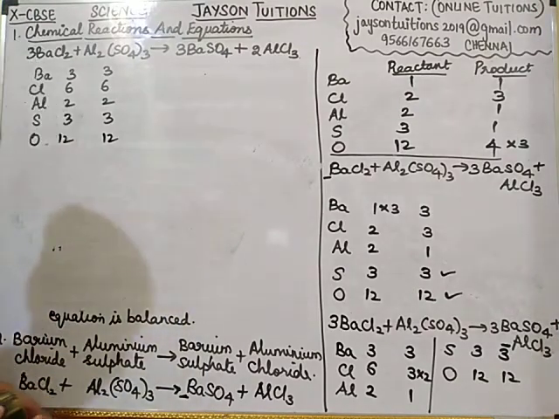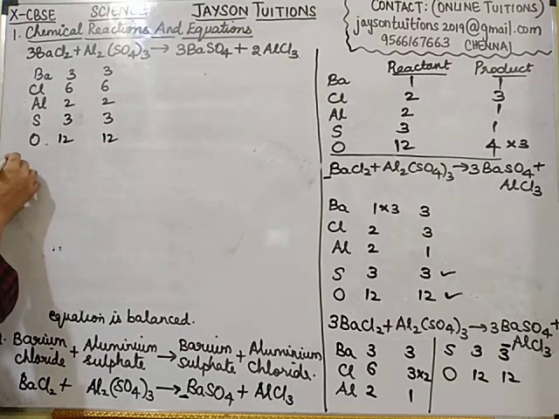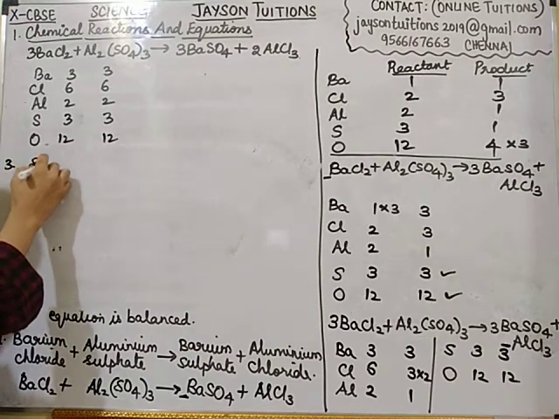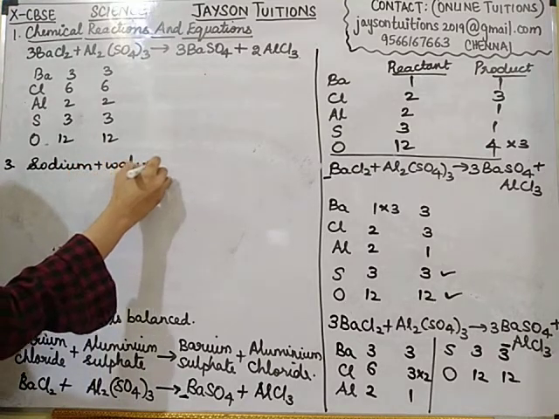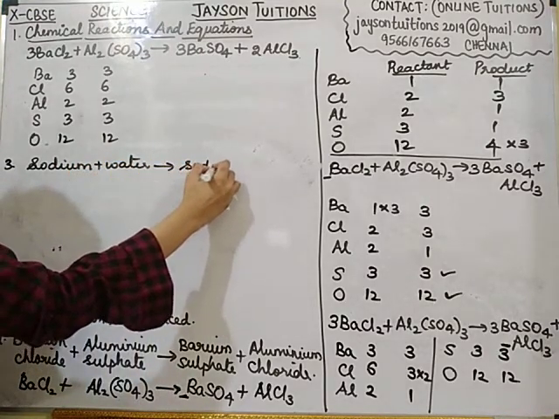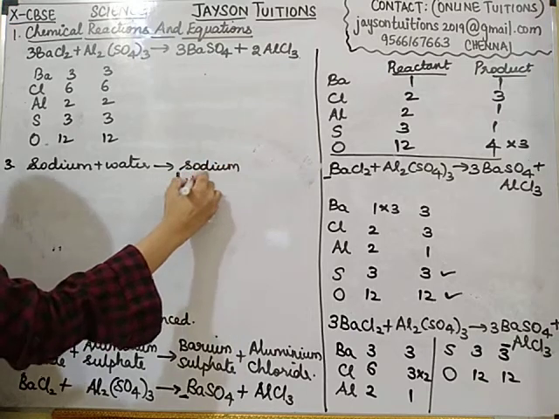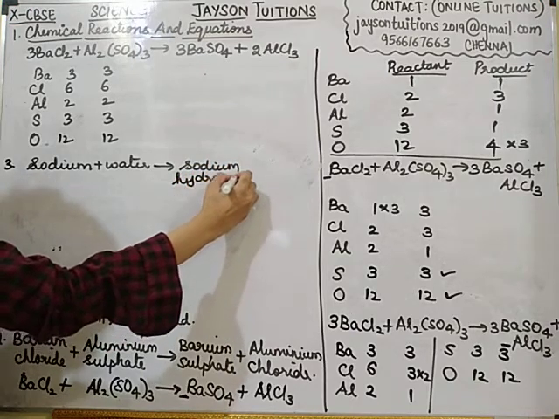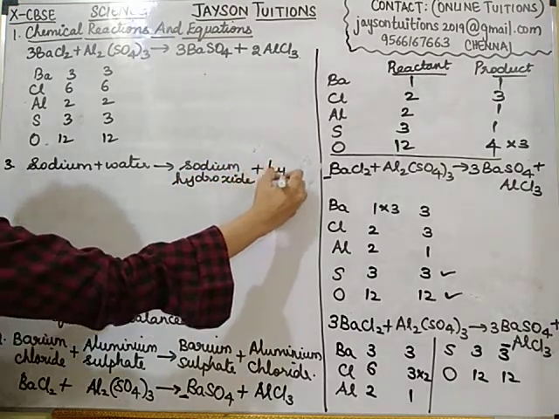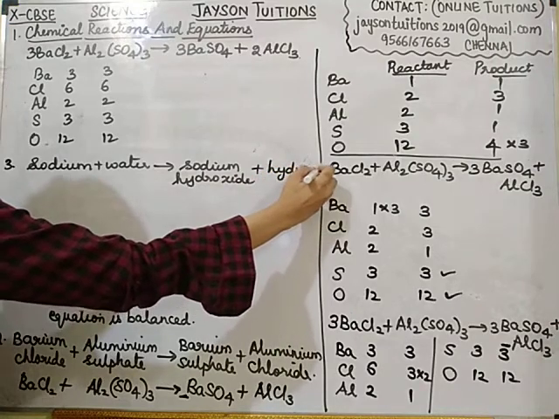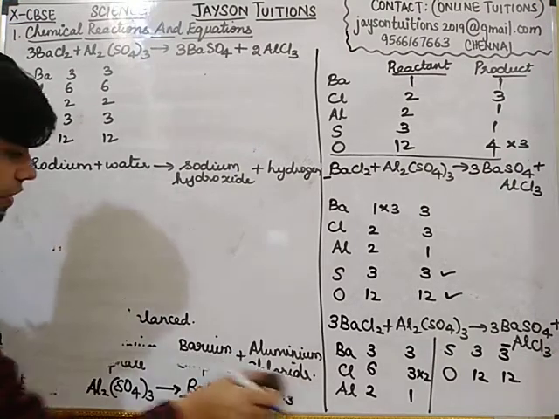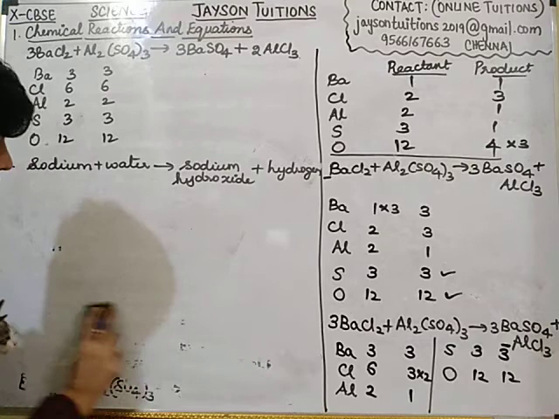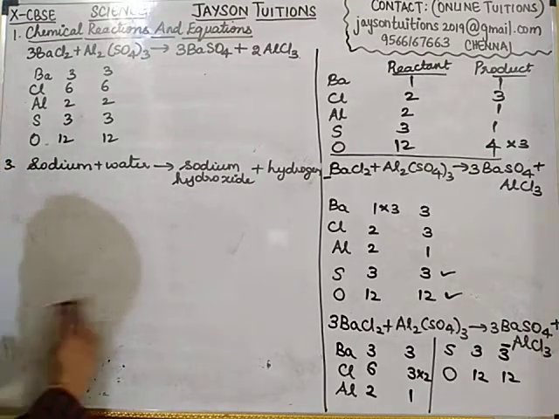Okay, so one more we will do. Third one, sodium plus water gives sodium hydroxide plus hydrogen. Sodium plus water gives sodium hydroxide plus hydrogen. So first we will write the equation for this and then we will balance it.